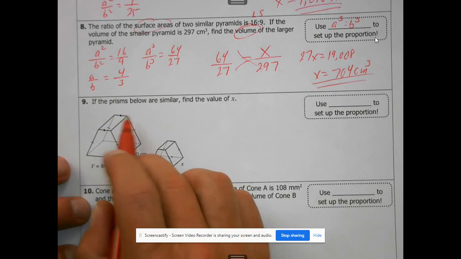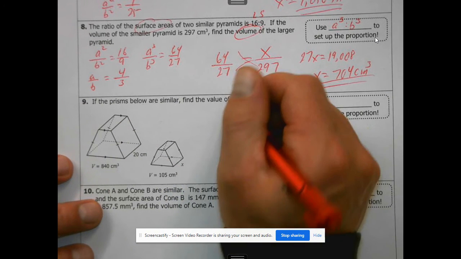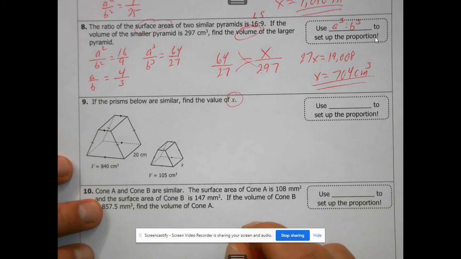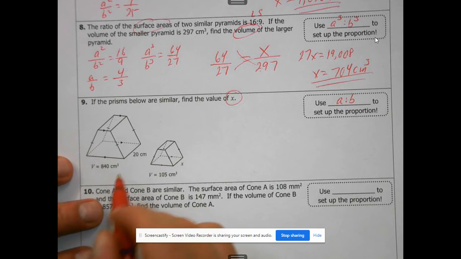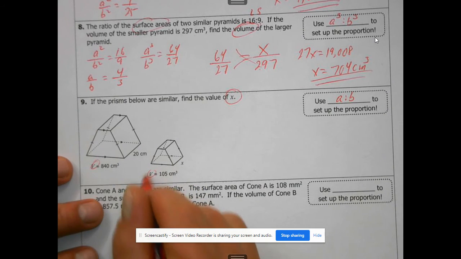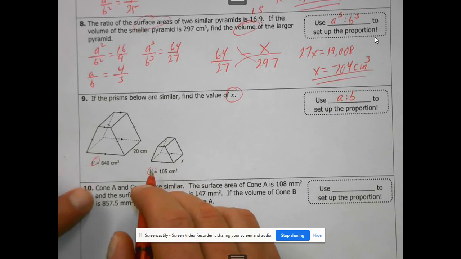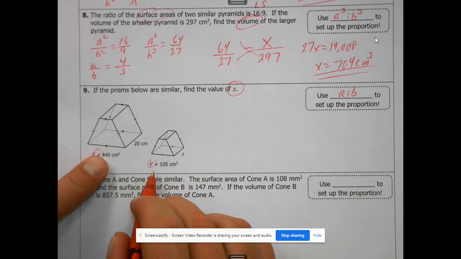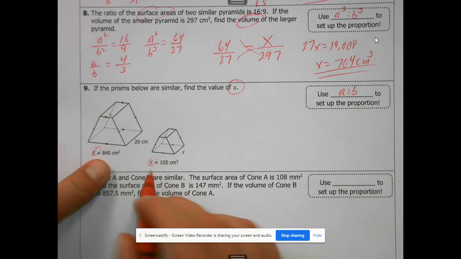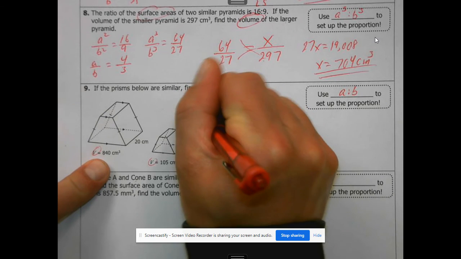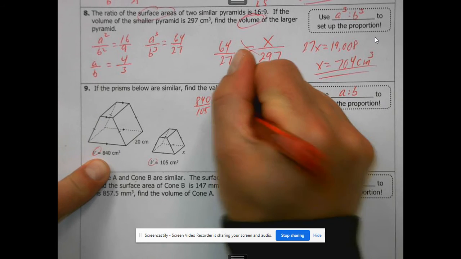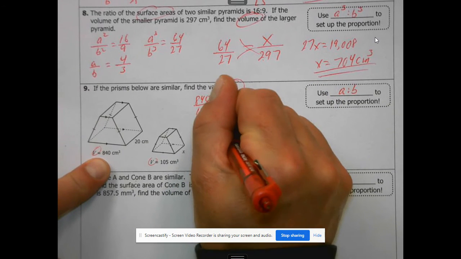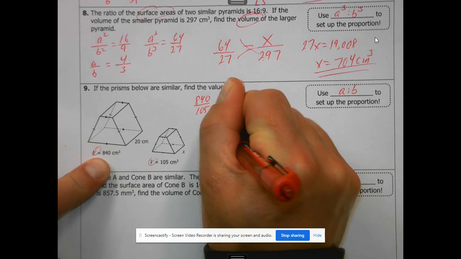Number 9. If the prisms below are similar, find the value of X. Okay, so find the value of X. That means they just want a ratio, A to B. What are we given? We are given the volume, right? All right. So first set them up, then we got to reduce. Always reduce. 840 over 105. That reduces to 8 to 1. Kind of nice. Okay, so what is that? That's the volume, right? That's A cubed to B cubed, 8 to 1.